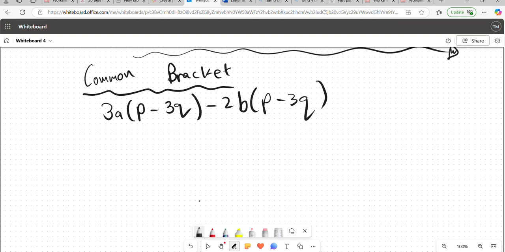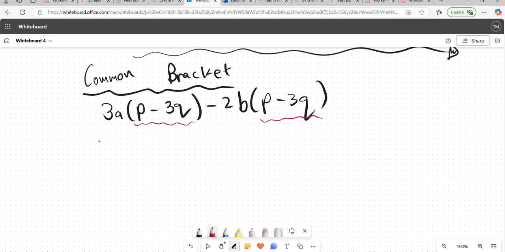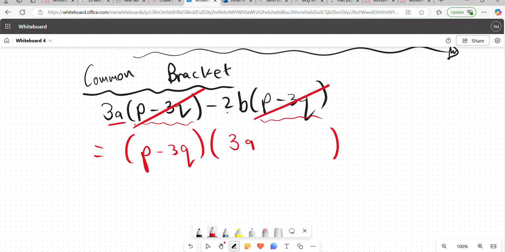I call it a common bracket because instead of taking out a common factor, we notice that there's a bracket there that is the same. So again, I will take out that bracket that is the same. I'll write it in front. Sorry, this is a Q. And then I open my other bracket and I ask, if that bracket is gone there, what was left outside that was multiplying it? It's the 3a. And if that bracket is gone there, what is left outside that was multiplying it is the negative 2b. And this is your final answer.